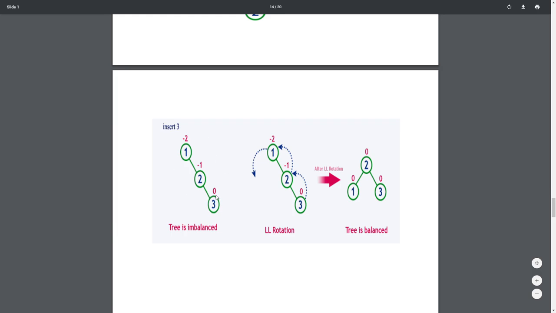Now how to find which rotation? Consider the critical node and the new node. The new node is inserted on the right side of the right subtree. So this is RR. The new node is inserted at R and we have to apply LL rotation. LL rotation is a single rotation applied on the child node of the critical node. So 2 will be at the root node. So 2 is here and 1 is left of 2, 3 is right of 2.